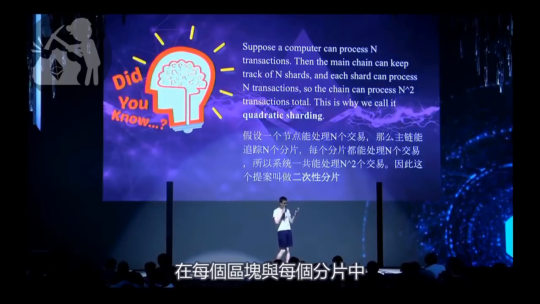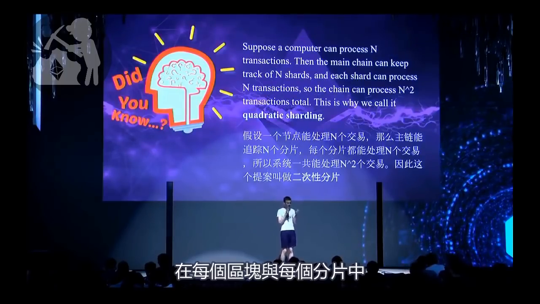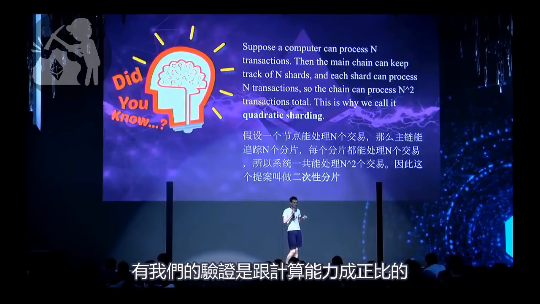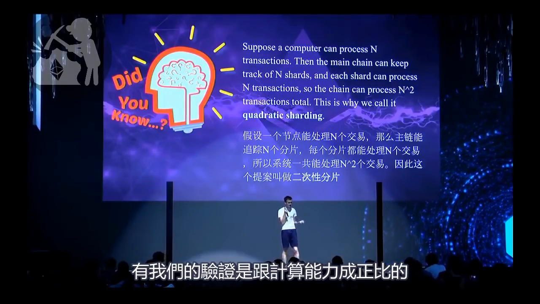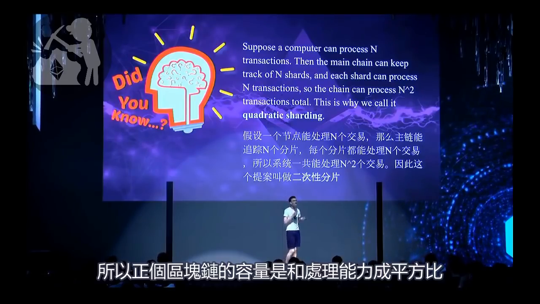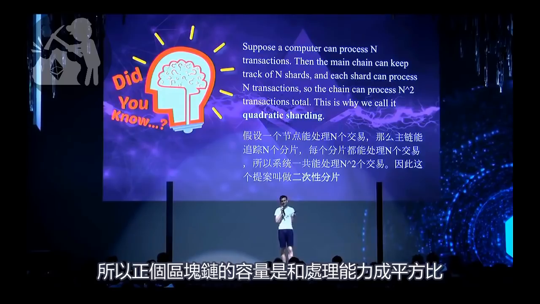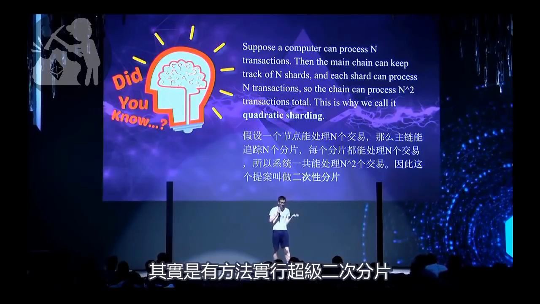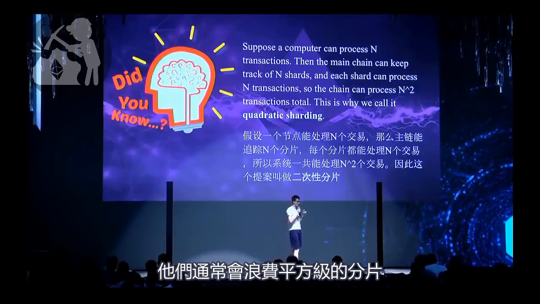Now, on each shard, every individual block on each shard itself has a validation load that's proportional to a node's computing power. And so the total capacity of a chain is proportional to the capacity of a node squared. Now, there are ways to do super quadratic sharding. There are potentially ways to do exponential sharding.